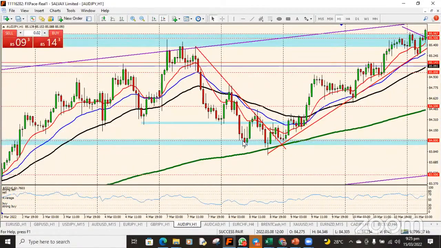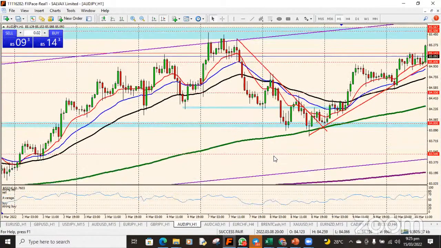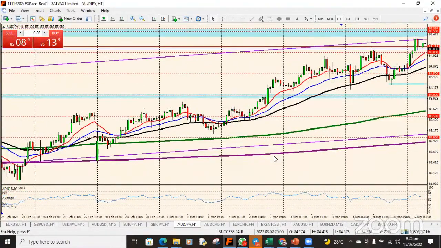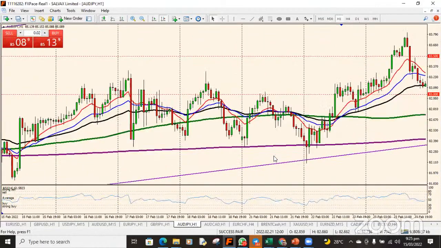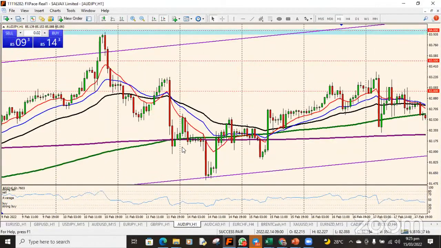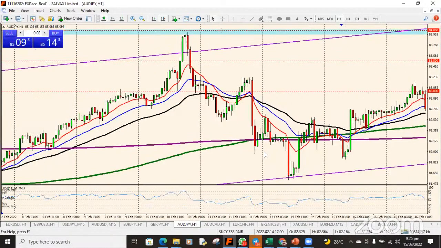Look at this one. Double bottom here. First one, second one. This market broke this line and it retested here. Just be looking out for them. We are looking for inverse head and shoulder. Look at inverse head and shoulder. Shoulder, head, shoulder. How did the market react to it?